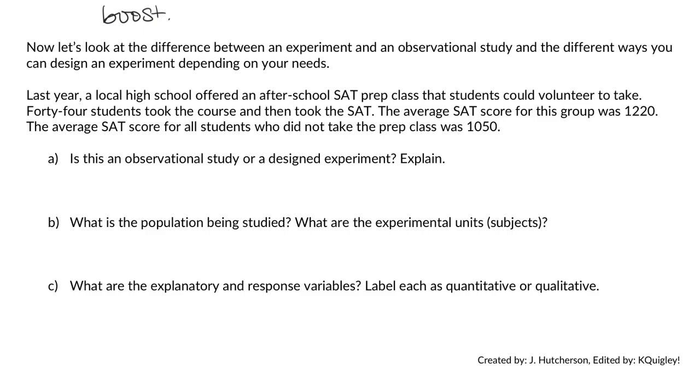Last year, a local high school offered an after-school SAT prep class that students could volunteer to take. 44 students took the course, then they took the SAT, and the average SAT score for this group was 1220. The average SAT score for all students who did not take the prep course was 1050. Was this, the way it's described, an observational study or designed experiment?